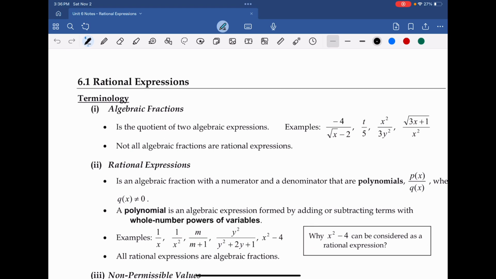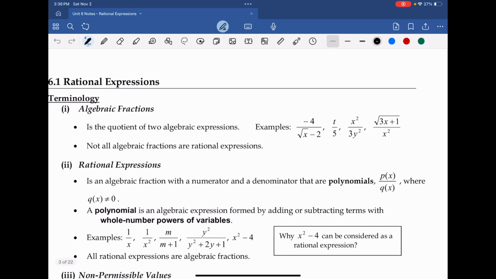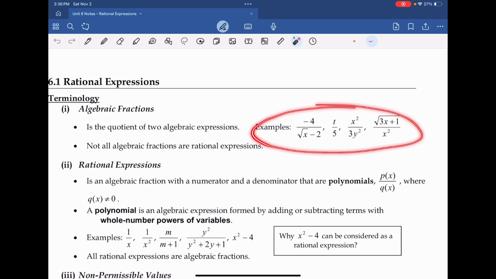So algebraic functions, we can take any quotient of two algebraic expressions, and these can be things like the examples over on the right here. So just any sort of combination of different exponents or radicals or operations between the two. And if they're in a quotient like this, we say, hey, all of these are considered to be algebraic functions of some kind, or more importantly, algebraic fractions of some kind.